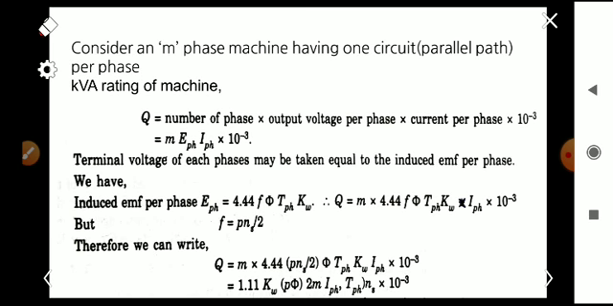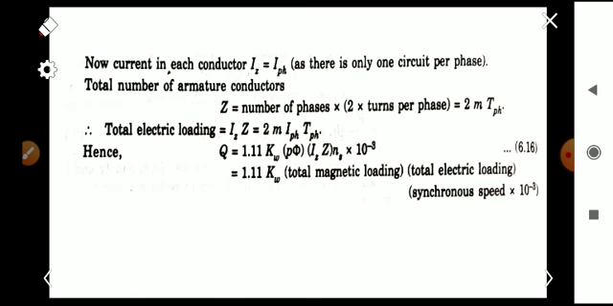And we know that the current in each conductor, that is Iz, the current flowing through each conductor, Iz is equal to I phase.